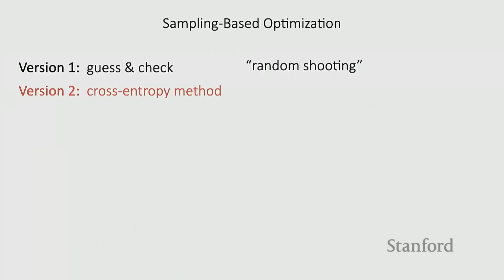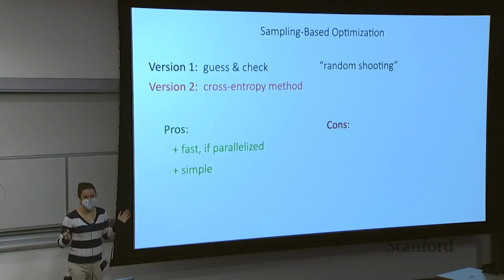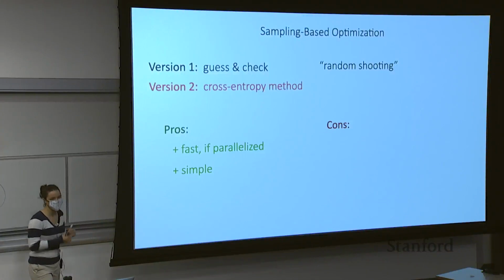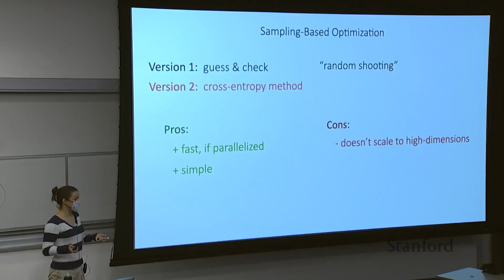Cool. So for sampling-based optimization, one of the benefits is that it's pretty fast, especially if you parallelize things. The only thing that's iterative is the different iterations of the cross-entropy method, whereas gradient descent is fully sequential and you can't parallelize it easily. It's also super simple, so it's pretty easy to implement. And you don't need to worry as much about the initialization, for example. The downside is that it doesn't scale to high dimensions.